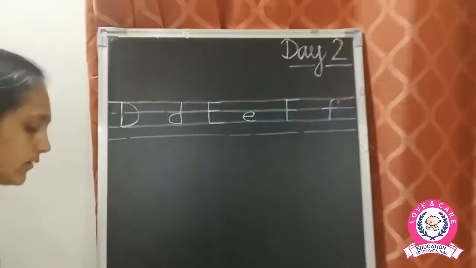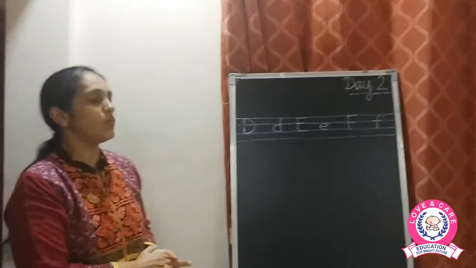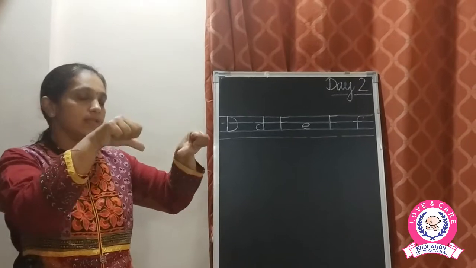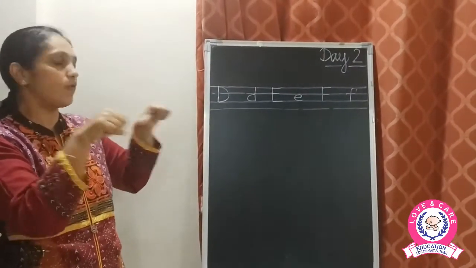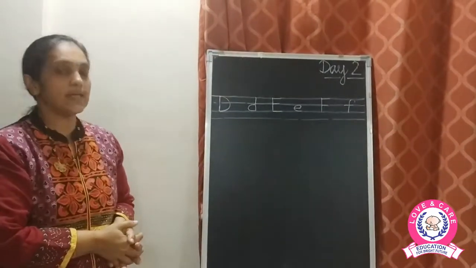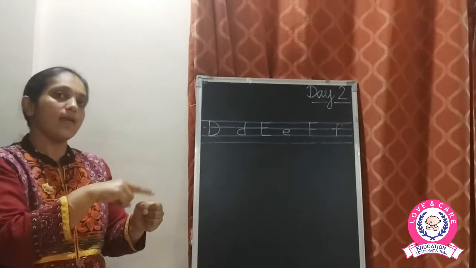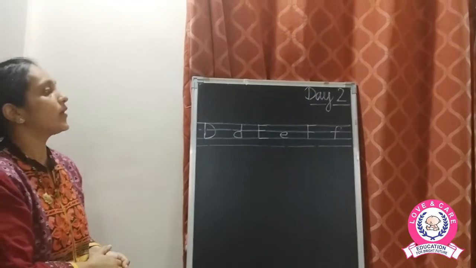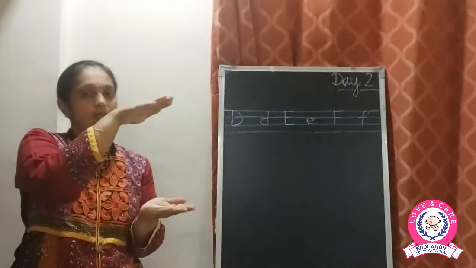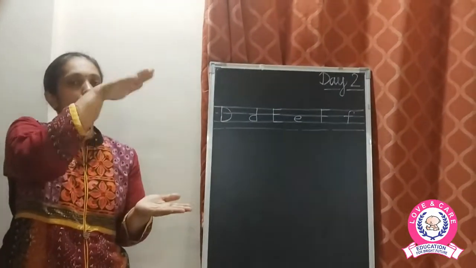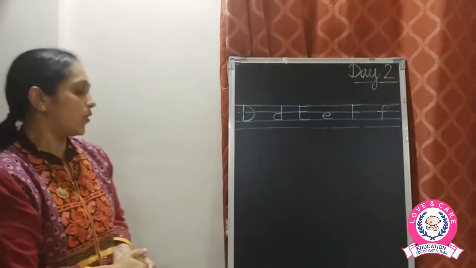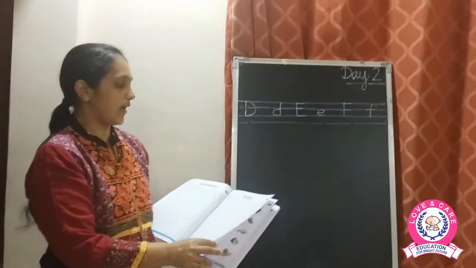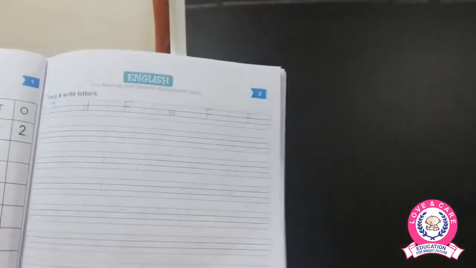So these are the dress and write letters. Children, just to revise one more time, the phonic sound of the letters. D says duh: the dog, the dolphin, the dinosaur. E says eh: egg, elephant. F says fuh: fish, frog, finger. Okay children, so please do the revision of the words starting with the letters D, E and F. You have to finish up writing this worksheet page.